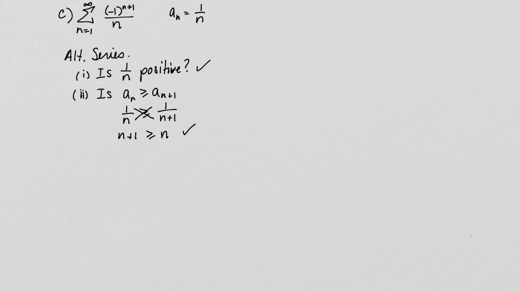So it's positive, it's decreasing, and now that third thing, we want to look at the limit as n approaches infinity of 1 over n. So what is the limit as n approaches infinity of 1 over n? Yeah, it's 0. And so that works, right? We needed it to turn out to be 0. So this converges.